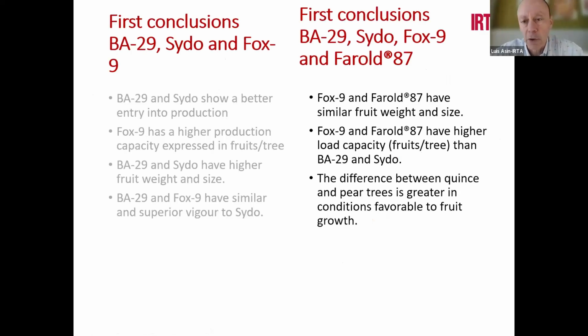The conclusion is Fox 9 and Farrow 87 have a similar fruit weight and size. Fox 9 and Farrow 87 have a higher load capacity than BH29 and Cido. And the difference between quince and pear trees is greater in conditions favorable to fruit growth. But in the case that they do not have favorable conditions, the fruit weight and fruit size performance is quite similar in both.